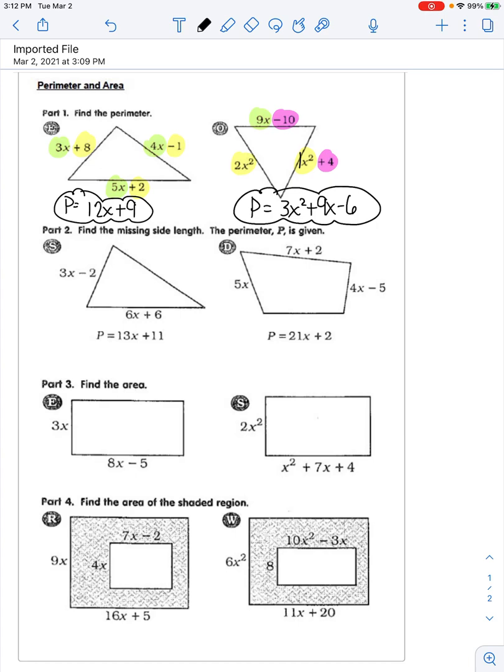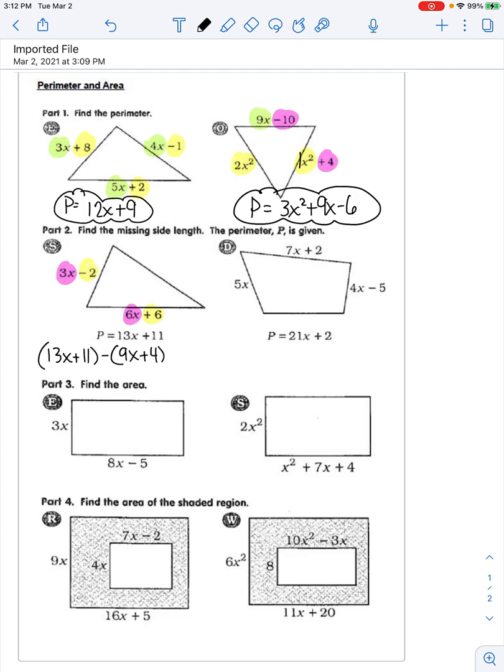First, I've got to combine my like terms. So I'm going to combine my x's. So I have 3x and 6x gives me 9x. By the way, I'm going to go ahead and rewrite this, get it ready to subtract. Minus, we said 3x and 6x is 9x. And then I'm going to combine my constants. So negative 2 plus 6 gives me 4.